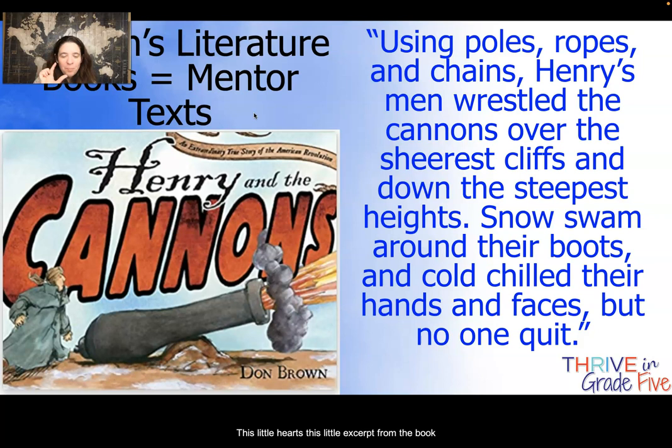This little excerpt from the book, what I do is I take a version of this, a really boring, no details version, and I introduce it to students. And I say, it'll say something like, you know, using poles, ropes, and chains, Henry's men took the cannons over the cliffs. While it was snowing, they were cold, but no one quit. Pretty boring, right? And then we look at the way the author wrote that information.